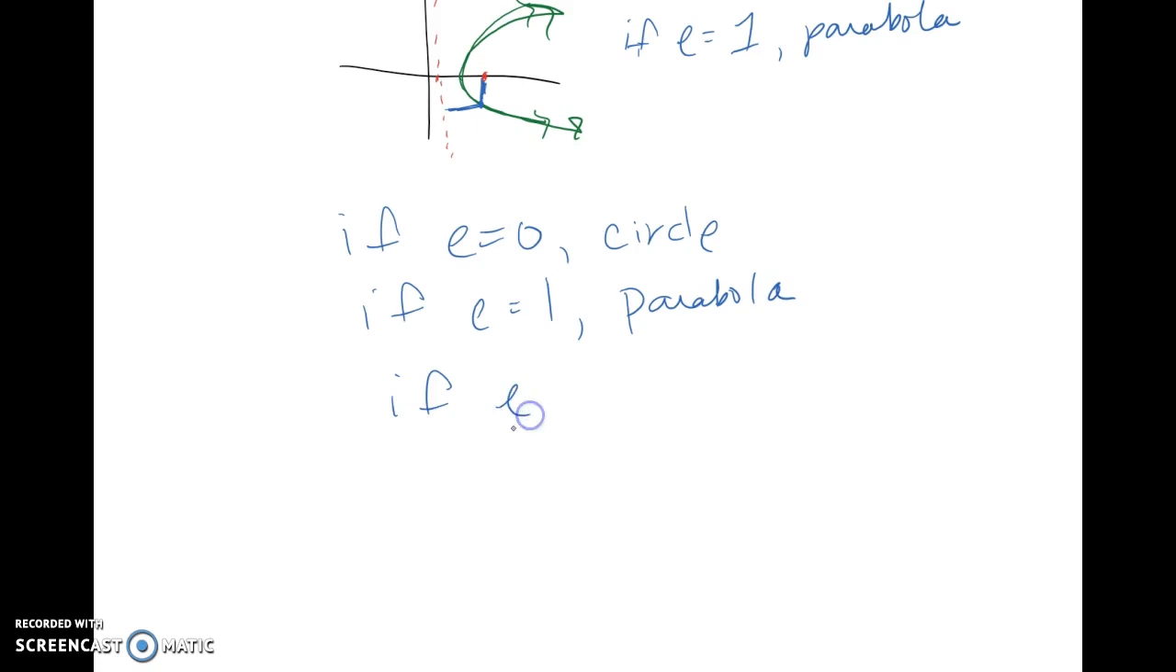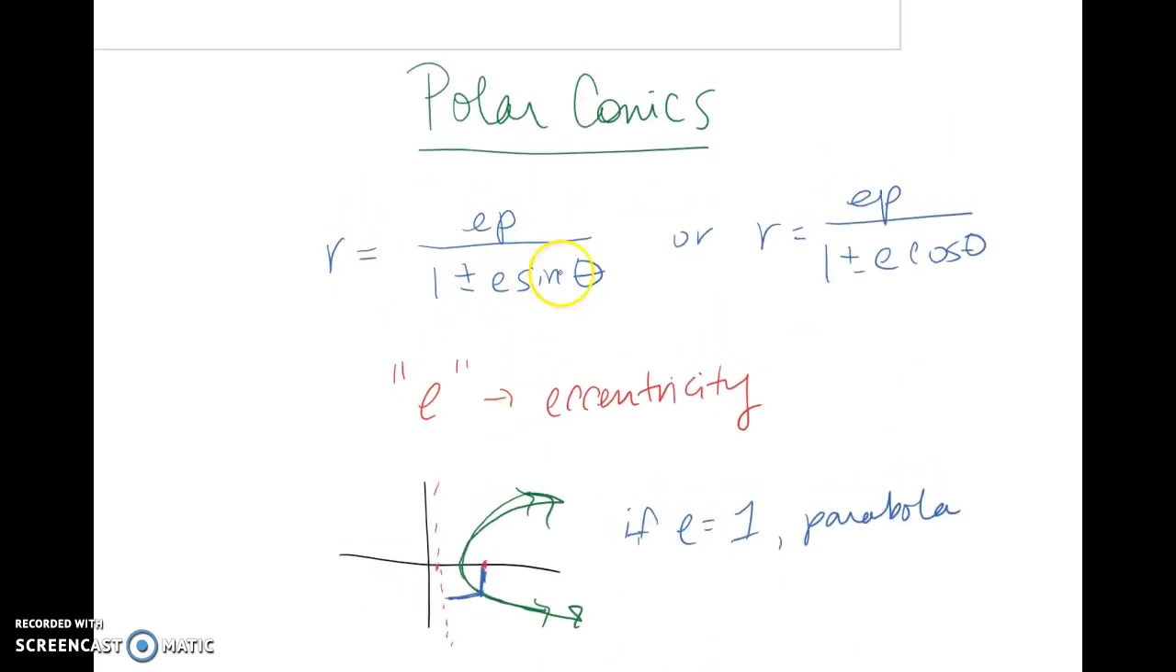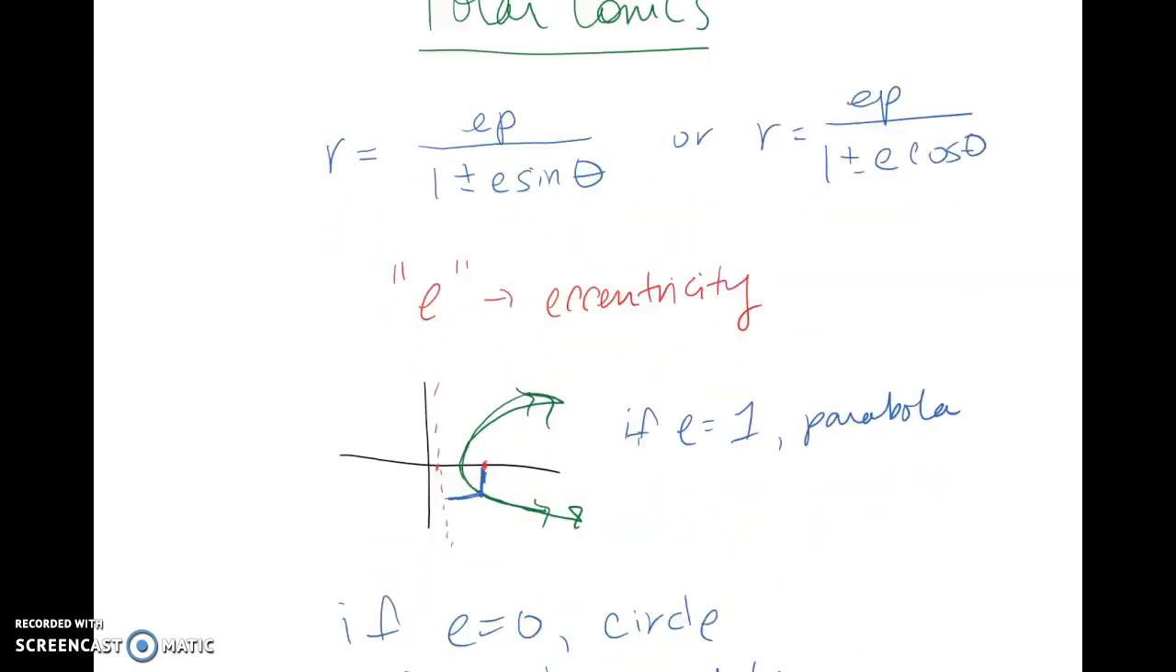If E is, let me write it like this, if E is between 0 and 1, you will have an ellipse. And if the E is greater than 1, you will have a hyperbola. So what we're going to practice is somebody maybe gives us a parent function in polar mode, and we should be able to tell what the shape is going to be just by taking these rules here and these two parent functions here and sort of comparing them.